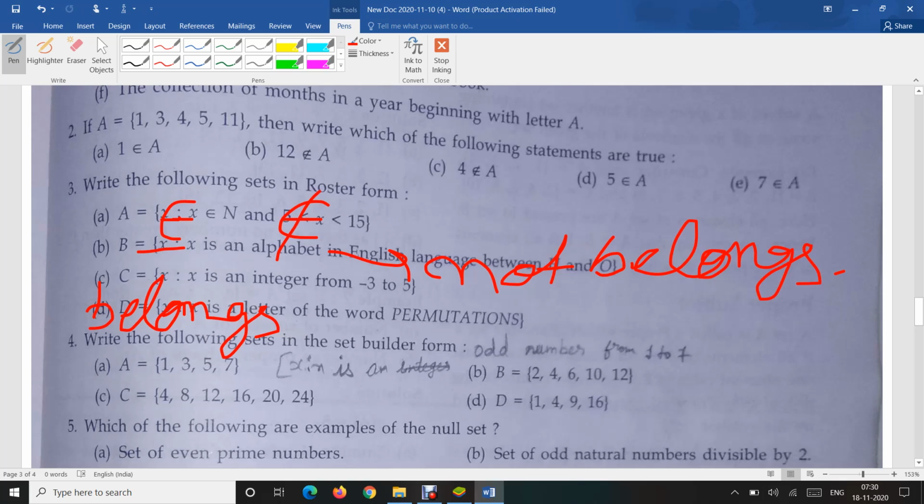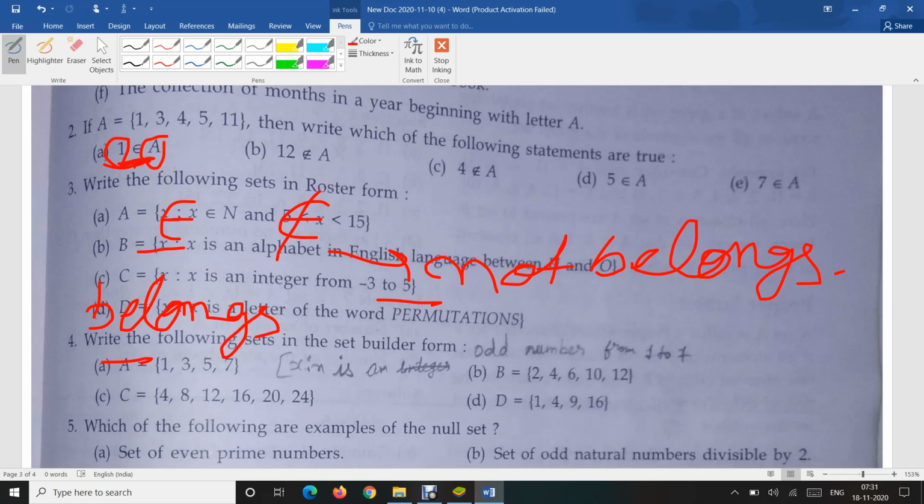What do we mean by belong? That means a thing which belongs to or which is contained in another thing, and the opposite of belongs is not belong. In the first part, the statement is 1 belongs to A. Here A is the set given to you, containing elements 1, 3, 4, 5 and 11. This one should be an element of this A. So the meaning of the statement 1 belongs to A is that this set A contains 1.